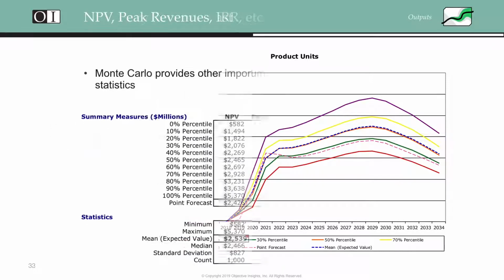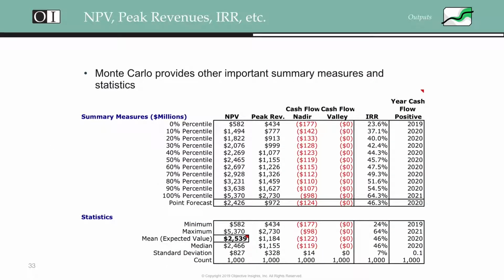And then finally, we have a table showing a lot of what we've just been talking about, but in terms of tabular results. So for example, with the NPV, we've got different percentiles that go with that, peak revenues, the cash flow nadir, the cash flow valley, the internal rate of return, and the year that the cash flows turn positive. So in addition to the percentiles, for each distribution, we can have a minimum, maximum, mean, median, standard deviation, and count.